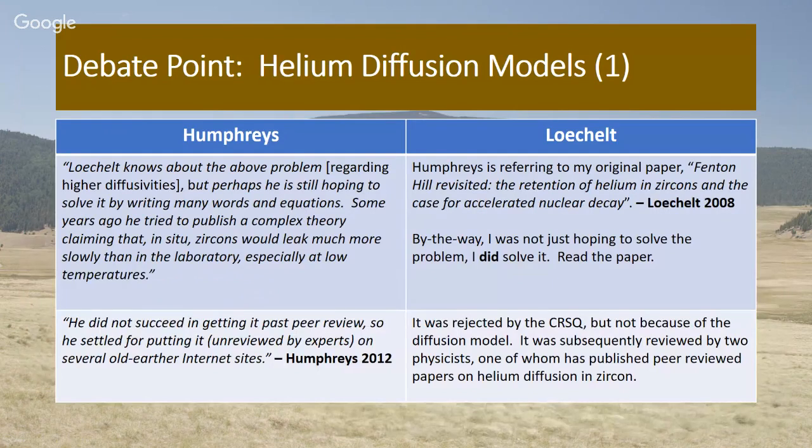So one of the things Humphreys said was Loechelt knows about the above problem regarding higher diffusivities, but perhaps he's still hoping to solve it by writing many words and equations. Some years ago, he tried to publish a complex theory claiming that in situ zircons would leak much more slowly than in the laboratory, especially at low temperatures. So he's referring to my original paper. And I just want to point out, I wasn't just hoping to solve it. I did solve the equations.